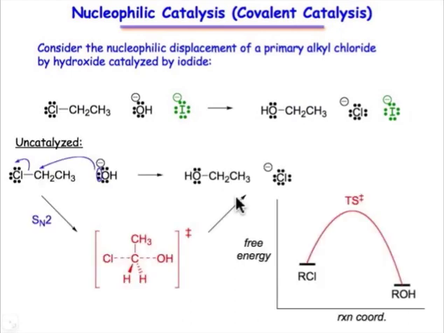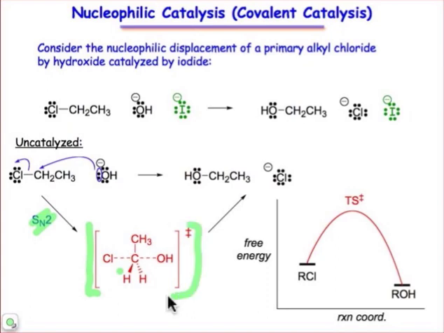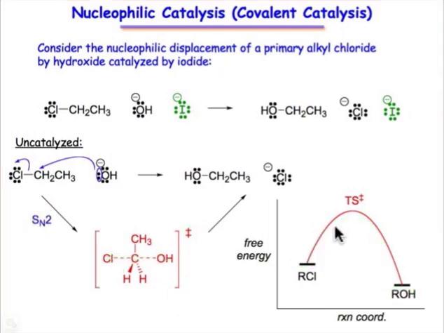The uncatalyzed process, of course, is just the SN2 reaction mechanism. The SN2 reaction mechanism is a one-step process that involves a transition state structure in which bonds are being made and broken simultaneously. So there's no intermediate, just one barrier to pass over to get from the reactants to the products. How does iodide get involved?